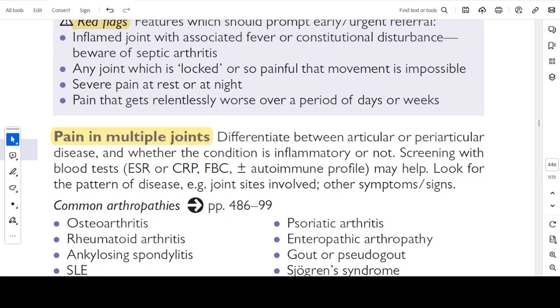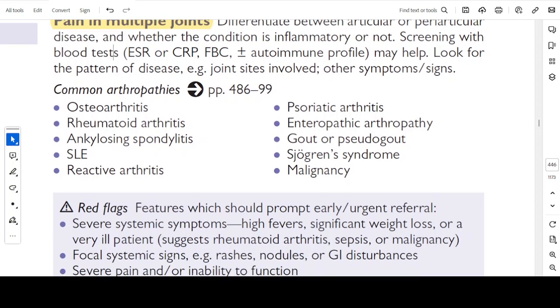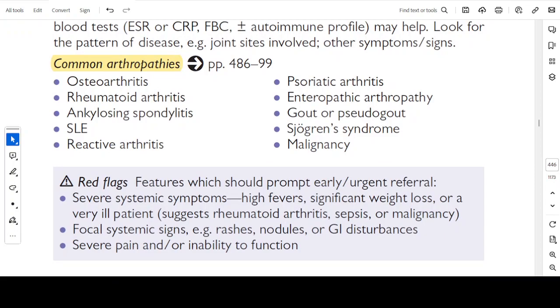Pain in multiple joints. Differentiate between articular or periarticular disease and whether the condition is inflammatory or not. Screening with blood tests like ESR, CRP, FBC, plus or minus autoimmune profile may help. Look for the pattern of disease, the joint sites involved, other symptoms and signs. Common arthropathies are detailed on page 486: osteoarthritis, rheumatoid arthritis, ankylosing spondylitis, SLE, reactive arthritis, psoriatic arthritis, enteropathic arthropathy, gout or pseudogout, Sjogren's syndrome and malignancy.